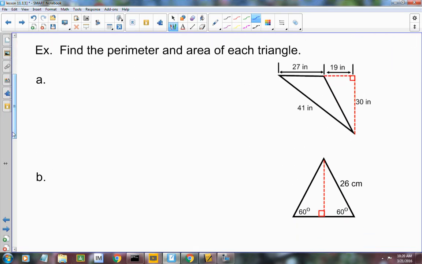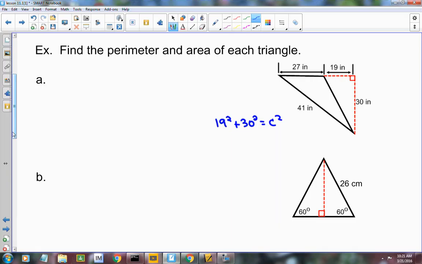All right, so we want to find the perimeter and the area. Let's see. What should we find first here? The perimeter? Okay, do we have enough information to find the perimeter? Not quite, because we're looking at this black triangle right here, and I've got this length and this length, but I don't have this one. What am I going to have to do to find that length? I'm going to have to use the Pythagorean theorem. So I'm going to do 19 squared plus 30 squared equals c squared.